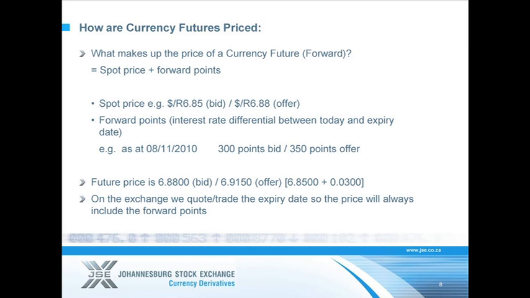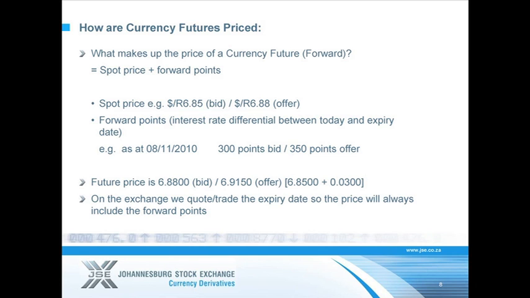Basically, it is the forward price that we trade on the exchange. We do not trade the spot price. The price that you get quoted and you see and hear on TV, etc., is not the price at which you can transact. That is what we call the spot price. On our market, we trade the futures. So the price is made up of the spot plus the forward points.